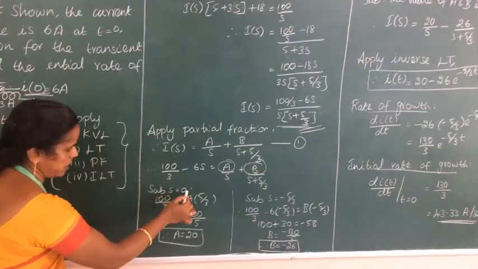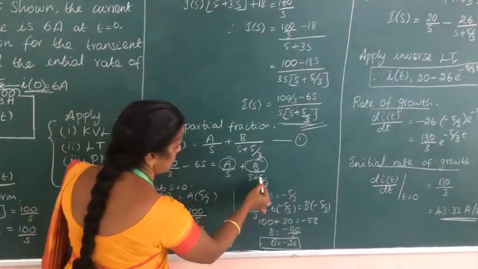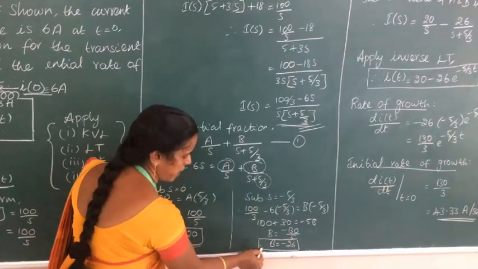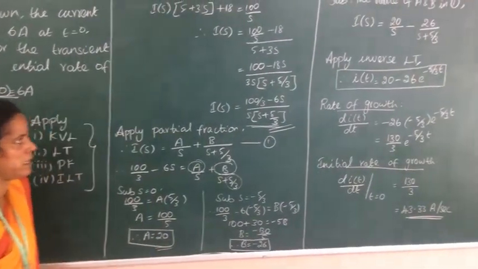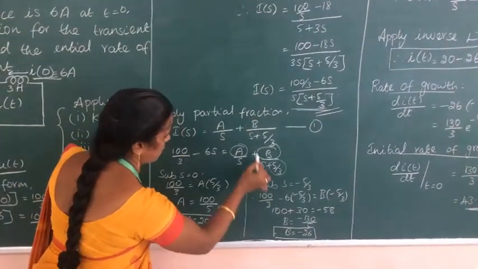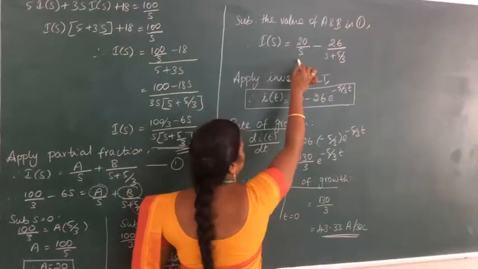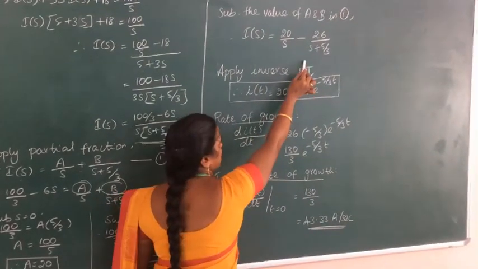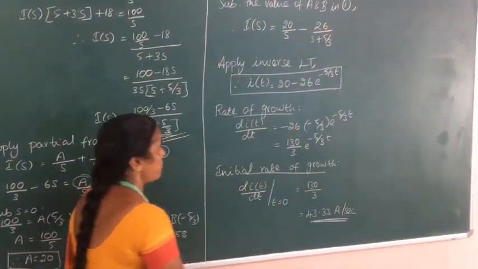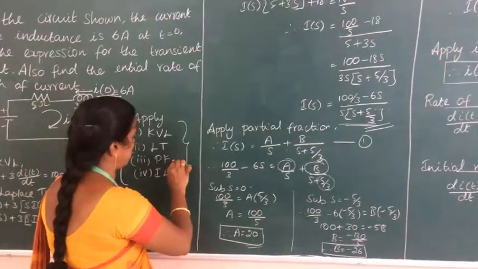If you substitute s is equal to 0, we are getting the value of A as 20. If you substitute s is equal to minus 5 by 3, you are getting the value of B is equal to minus 26. Next, we substitute these two values, A and B, in the first equation. So we are getting I of s as 20 by s minus 26 divided by s plus 5 by 3. So we have completed the third step.